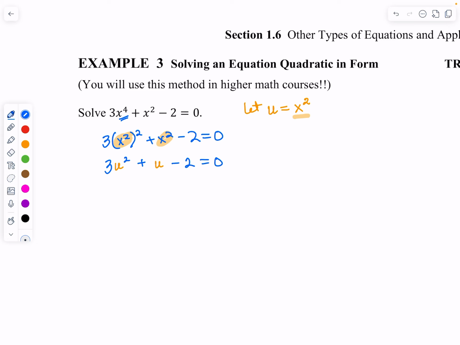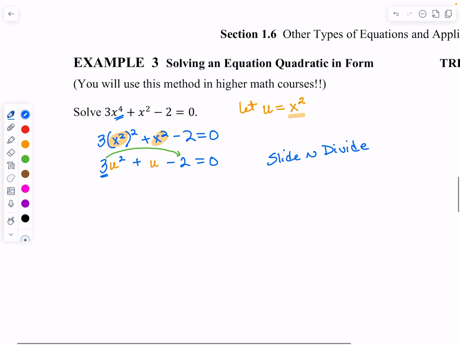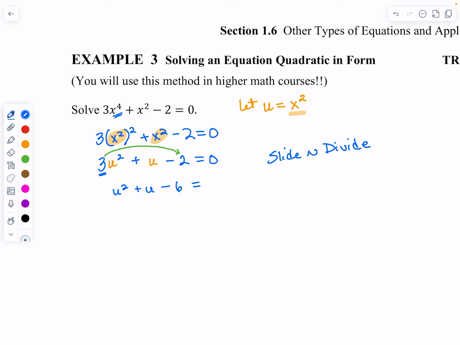And now I can factor that. There's bunches of different ways to factor it, okay? But it's the one where I have that 3 in the front. So I'm going to use slide and divide, okay? You do not have to use slide and divide. It's just one of my favorites. So I'm going to move that 3 over with the 2. So I'm going to wind up with u squared plus u minus 3 times negative 2 is negative 6, right? So minus 6 equals 0.